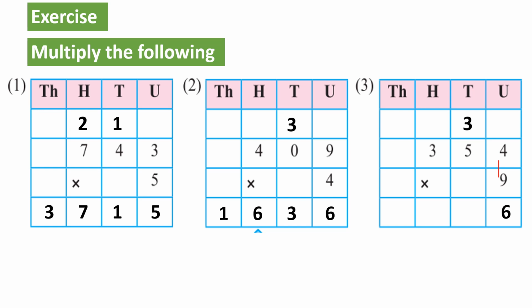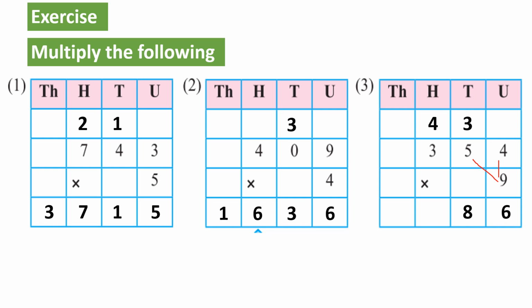Then 9 5s are 45. 45 plus 3 is 48. So put 8 here and carry 4 over the 100.